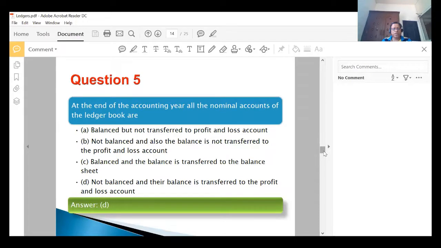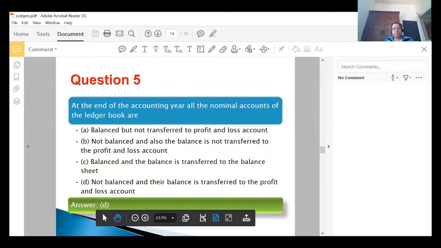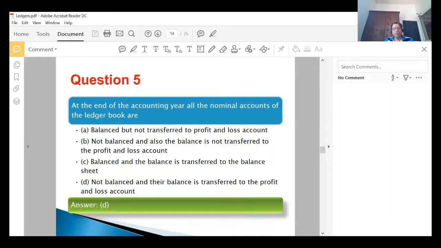At the end of the accounting year, which we call the financial year, that is April to March, all the nominal accounts of the ledger will be transferred to the P&L account. The order in which we take up the accounts is as follows.